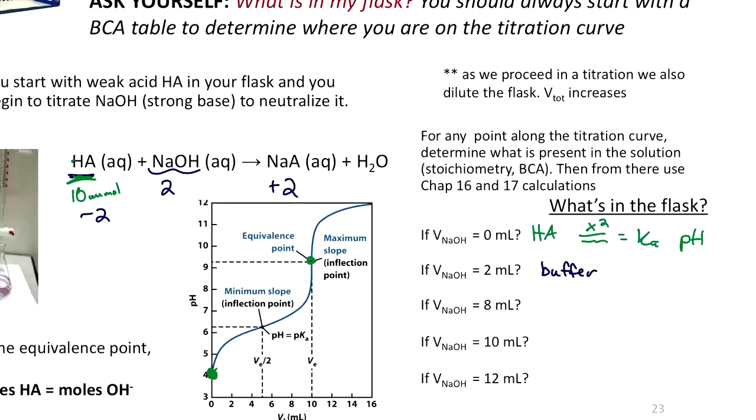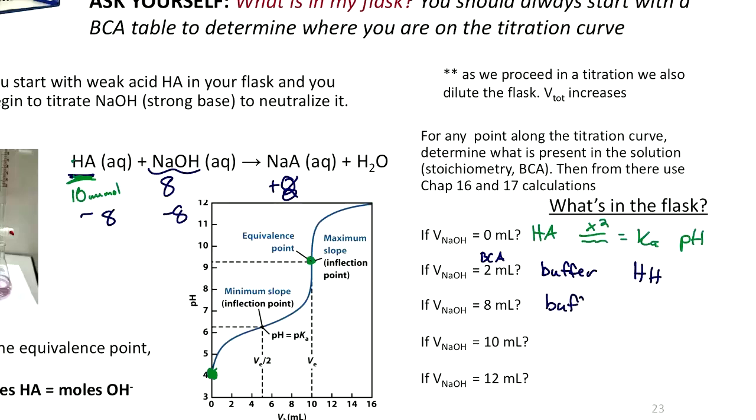How do you calculate the pH of a buffer? Henderson-Hasselbalch, yes. But you have to do a BCA table first to figure out where you are on that titration curve. All right, what if we are at 8 milliliters of sodium hydroxide? So 8 milliliters. So -8, -8, +8. Have we reached our equivalence point yet? No, we haven't. So this is still a buffer.